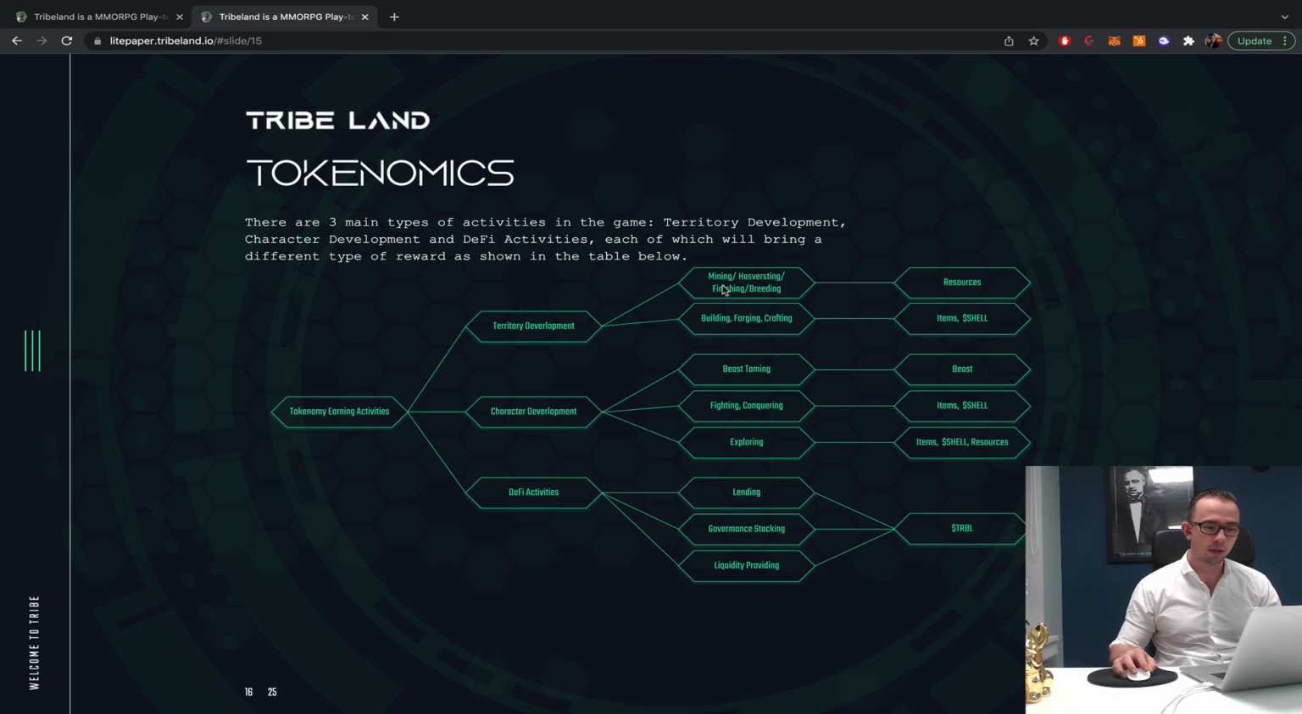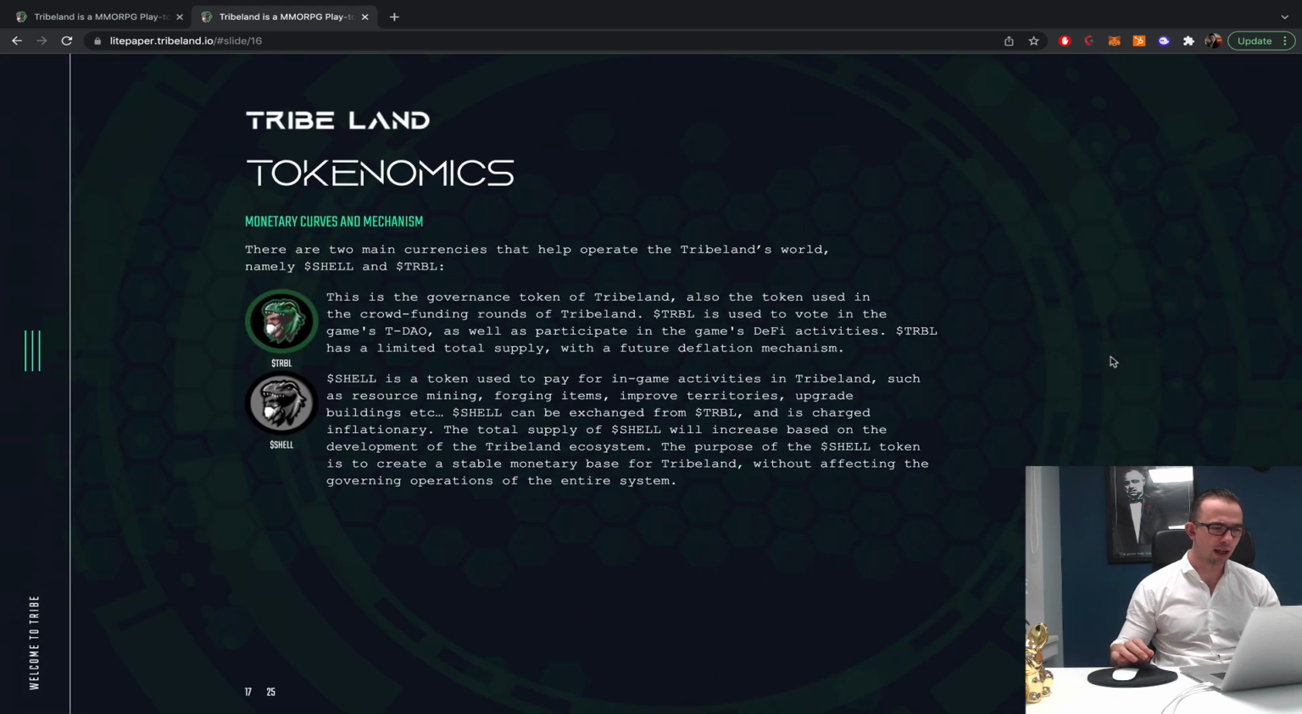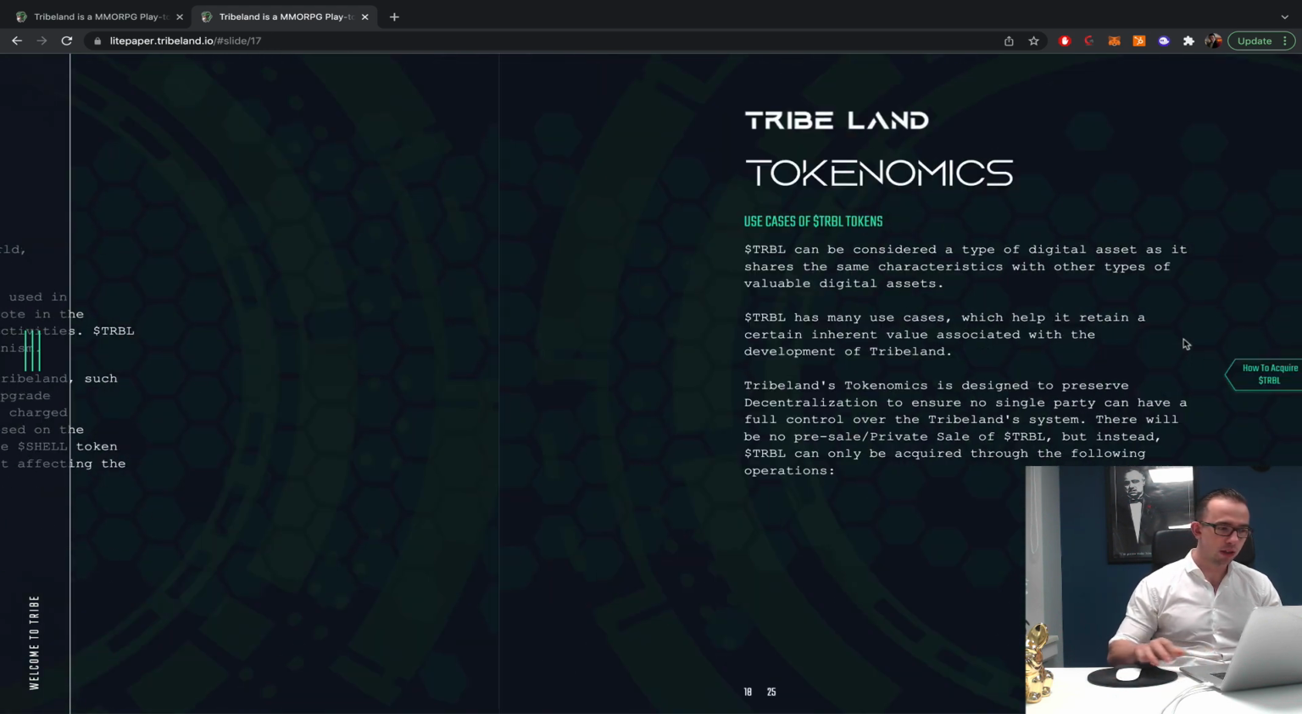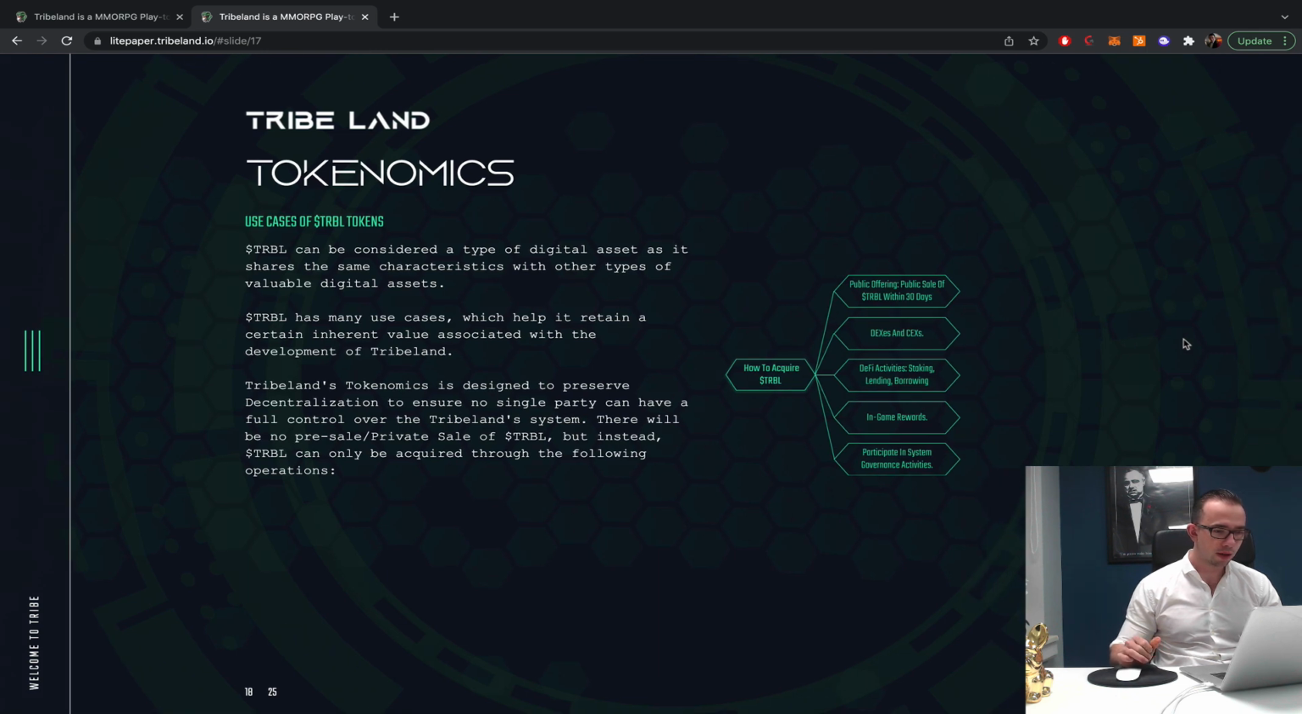Then you got territory development. Mining, harvesting, fishing? What does that mean? Breeding gives you resources. And building, forging, crafting from these resources probably gives you items, and then Shell, which is the in-game token. Okay, that makes sense. Then the difference between these, but I think we do understand how that works.